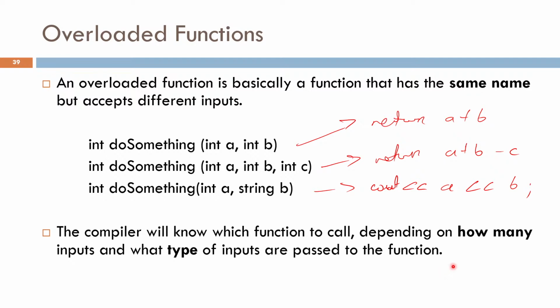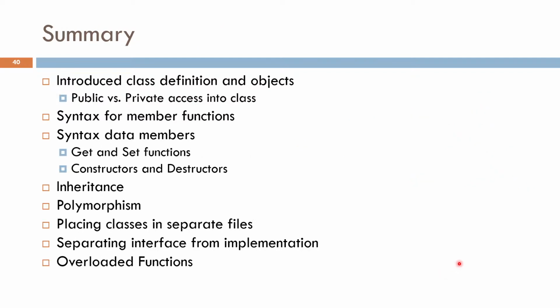Alright, well, it doesn't look like we have any further questions. So just to recap what we did for today, we introduced the class definition and objects. We also looked at the access specifiers, and the syntax for the member functions and the data members. We also looked at specialized functions such as the get and set functions, known as accessors and mutators, and constructors and destructors for allocating and deallocating memory for objects. We also looked at the inheritance and polymorphism concepts.